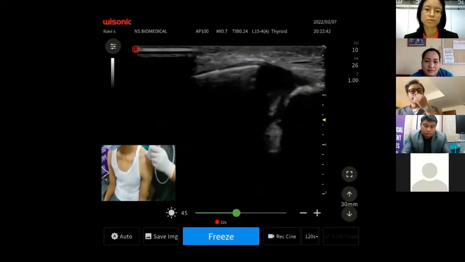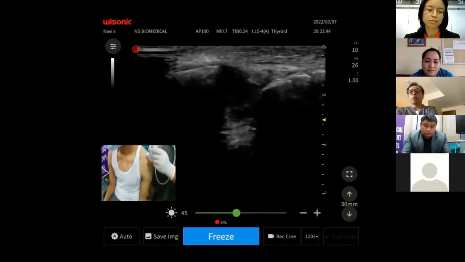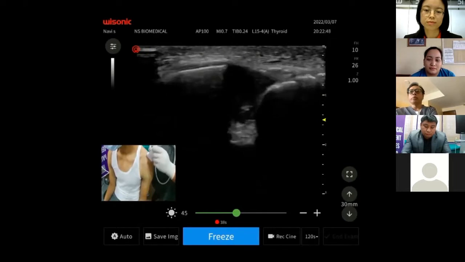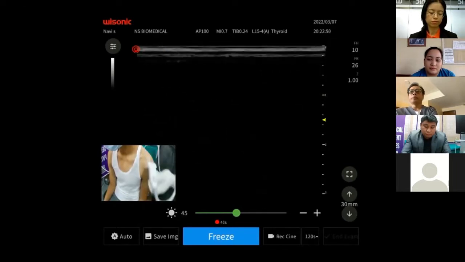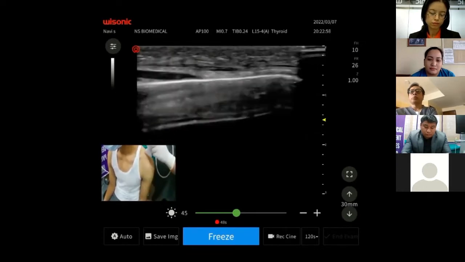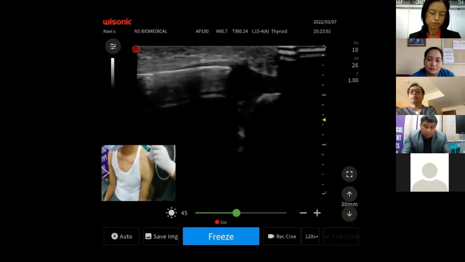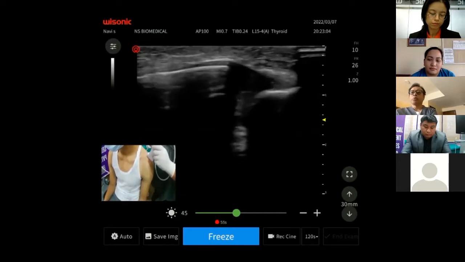Here, the acromioclavicular joint is formed medially by the clavicle and laterally by the acromion process. So another method is we can always palpate the clavicle, and the most prominent bony structure is the acromion process, and we just drop our probe over it and we can see the acromioclavicular joint.